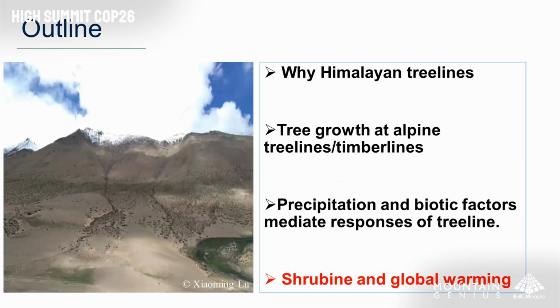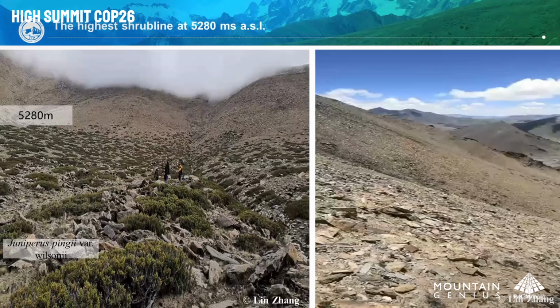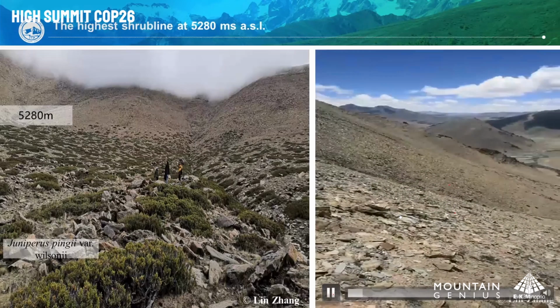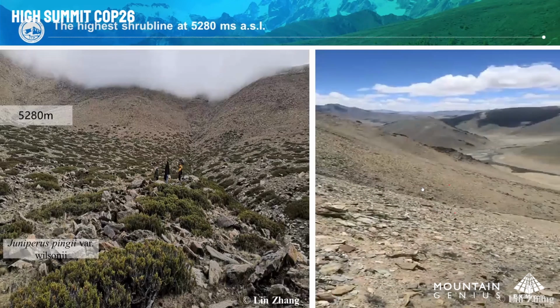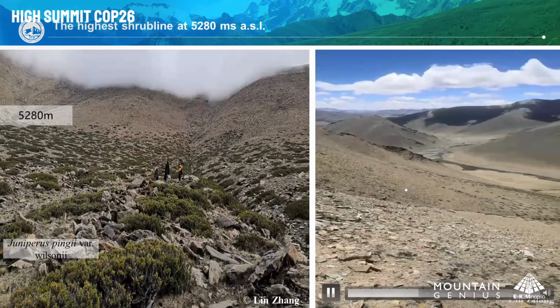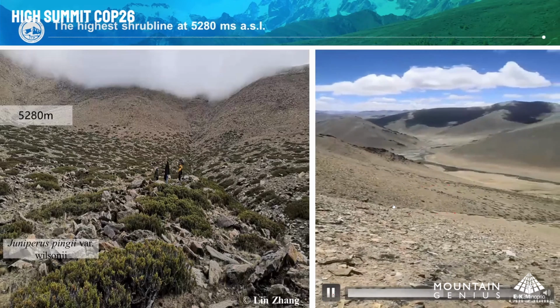I'll move a little fast, and we talk about not only the tree line, but in the Himalaya also the shrub line. You see this juniper shrub line. For example, on this side the shrub line is around 5,300 meters, and it is juniper shrub, and on the right side is one video. So you can feel the harsh environment at the shrub line. There is very strong wind. In fact, it is also very dry.